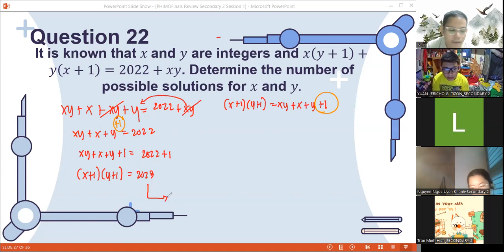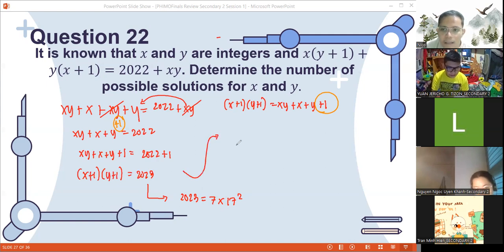Now, the year this year is 2023. So you need to remember the factors of 2023, factors of 2024, factors of 2022, factors of 2021, and factors of 2020. Okay? So your 2023 is 7 times 17 squared. This is expected that you already know this one. So meaning, in that case, we have (x plus 1)(y plus 1) equal to 7 times 17 squared. Now, we just need to get the number of factors, right?